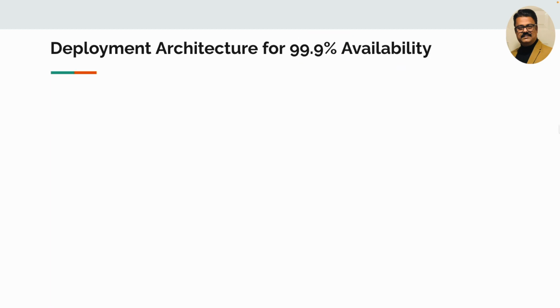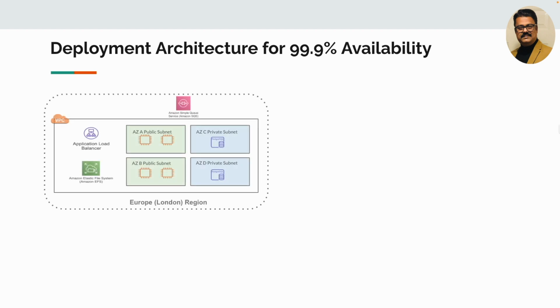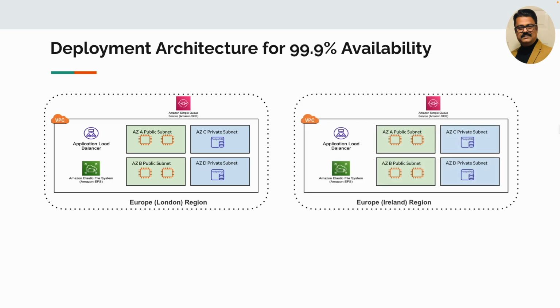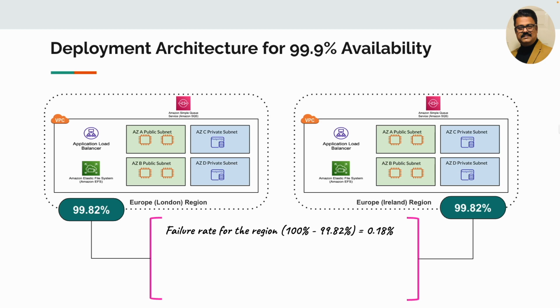To address our availability limitations with a single region, we decided to expand our architecture into two regions. Initially, we were running the app in the London region. Now we have expanded into the Ireland region as well. As we know, our current availability for each region is 99.82%. So let's calculate availability considering both regions. To do that, first get the failure rate for each region, which will be 100% minus 99.82%, and that is 0.18%.